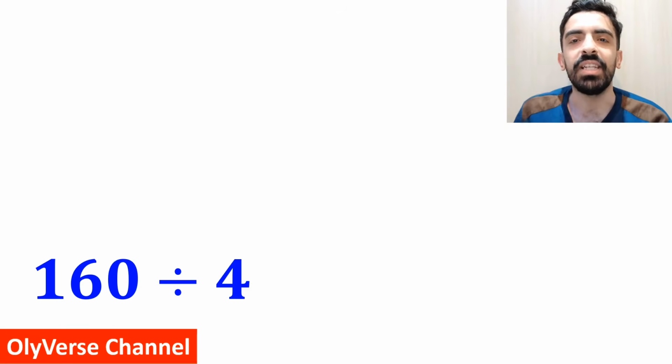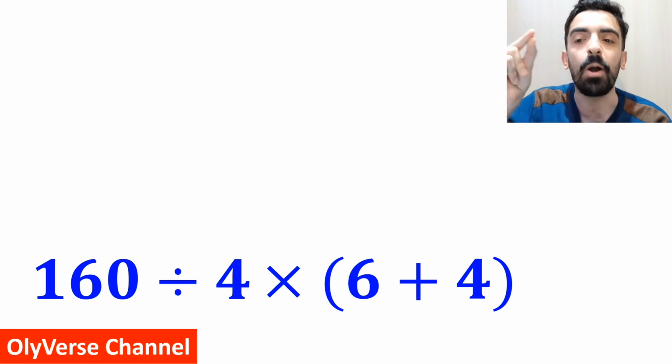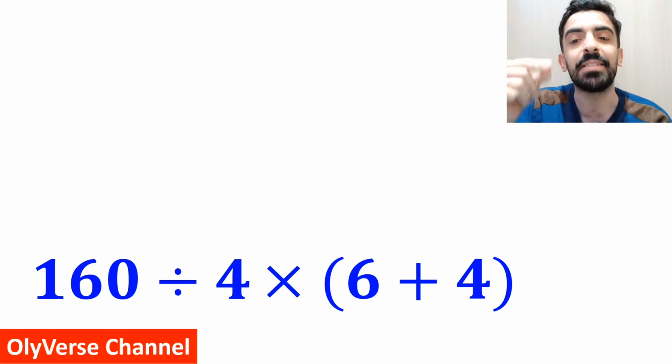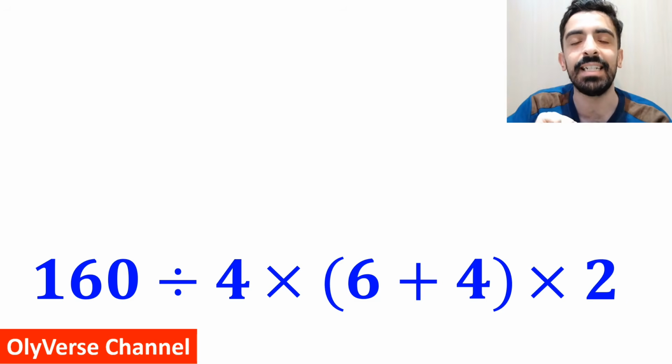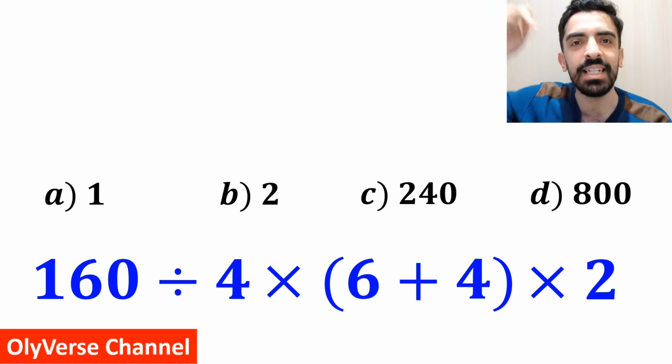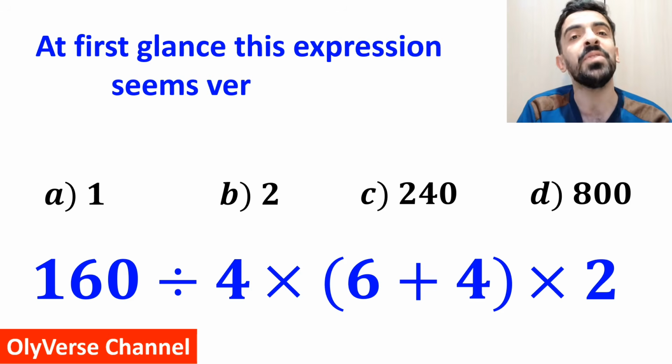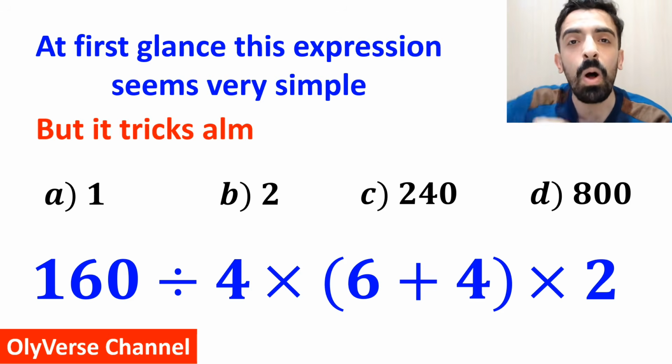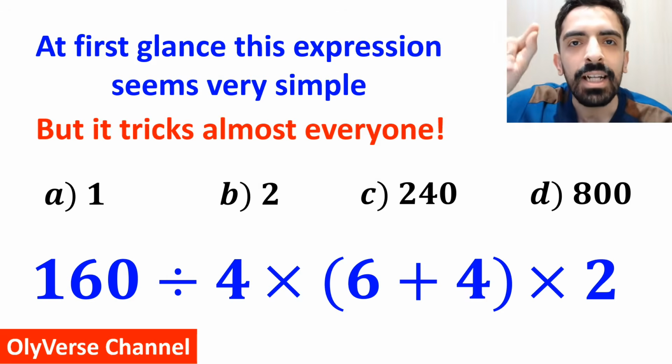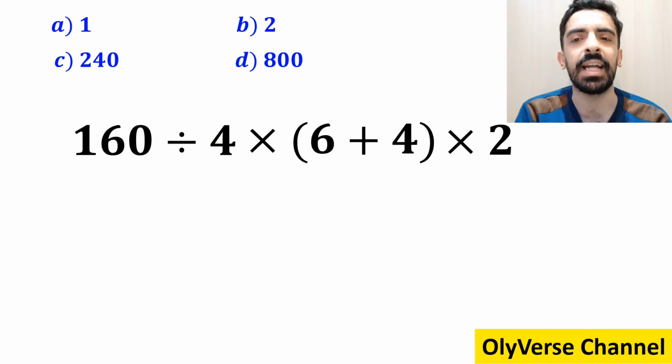What is the value of the expression 160 divided by 4 multiplied by (6 plus 4) and again multiplied by 2? Which option do you think is the correct answer to this question? At first glance, this expression seems very simple, but it tricks almost everyone. Let's take a closer look and solve it together.